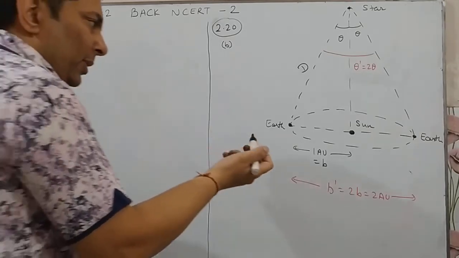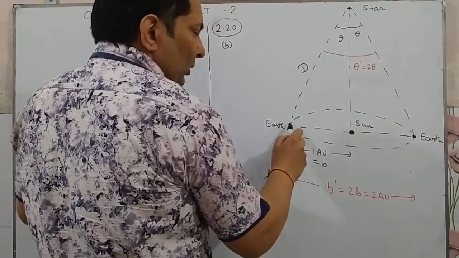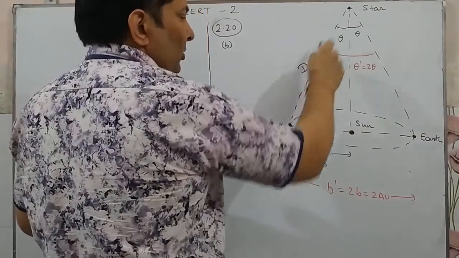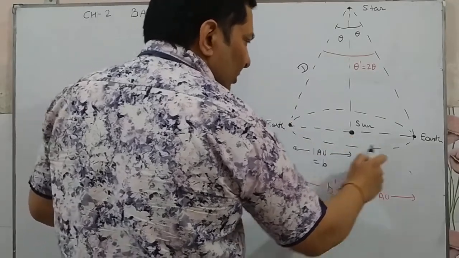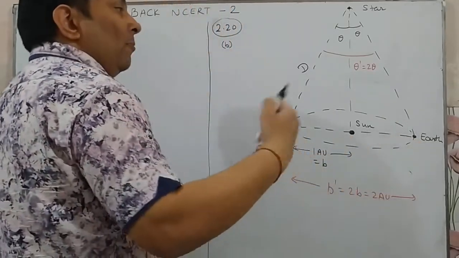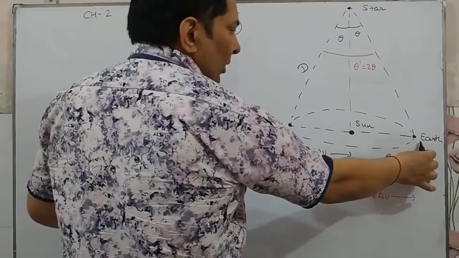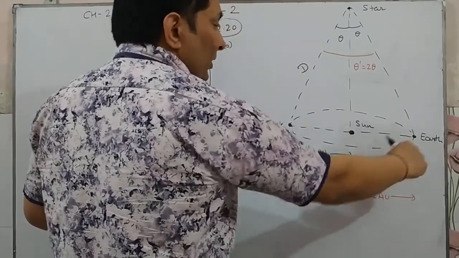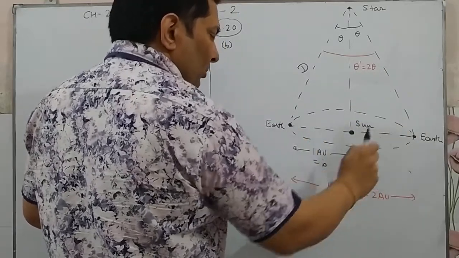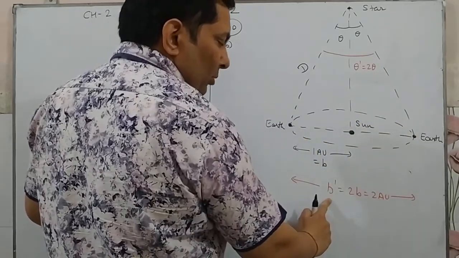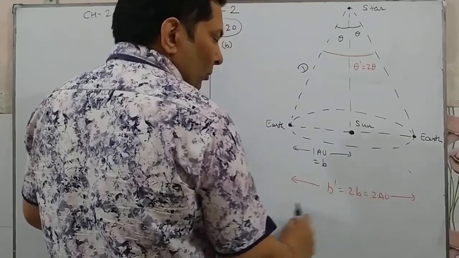So we have drawn the orbit here. This is the Earth. We have taken one observation here. The angle was theta. This is the Sun. Then after 6 months it reached the diametrically opposite end. So here is again the position of Earth after 6 months. Now the distance between the 2 locations comes out to be b dash, which is equal to 2 AU.